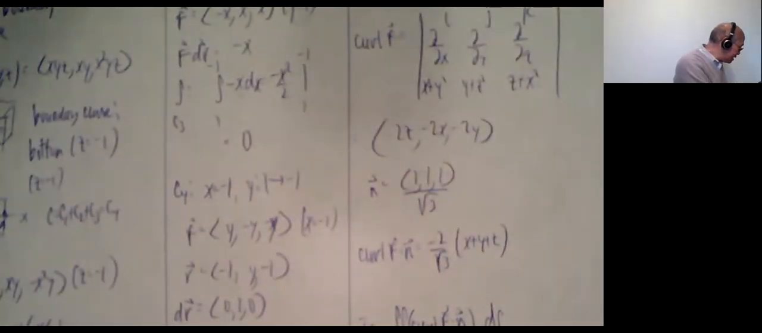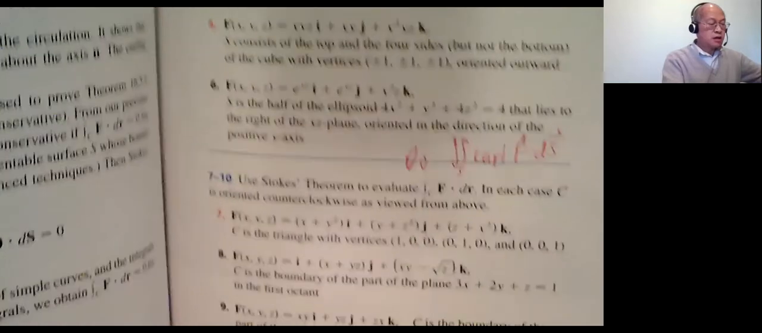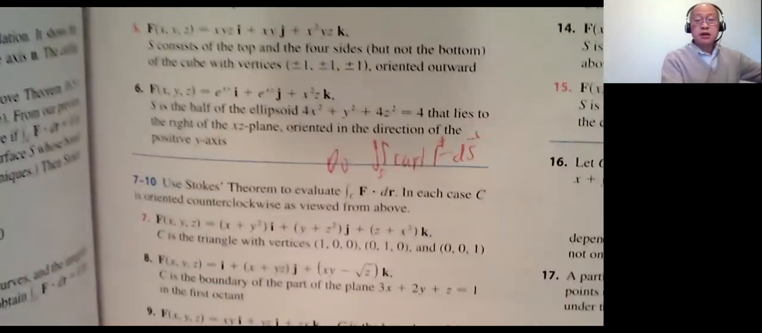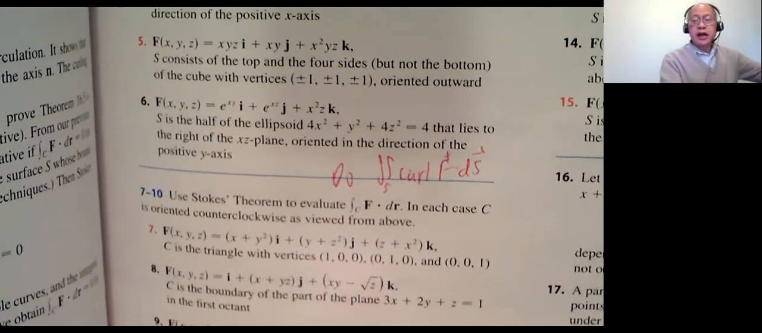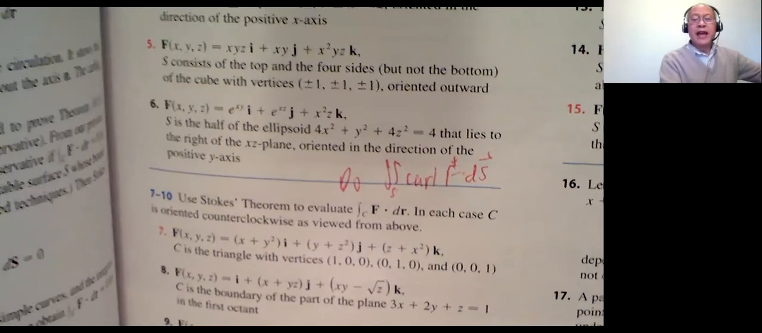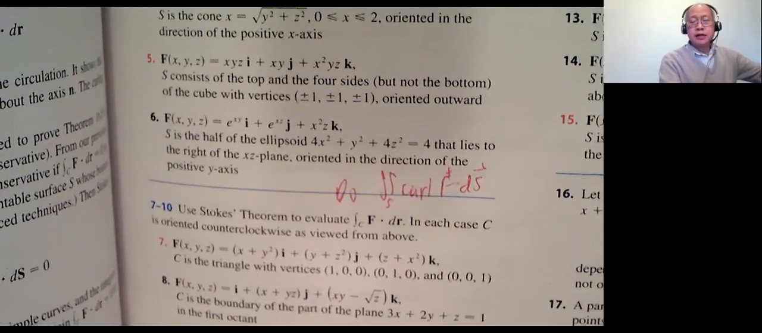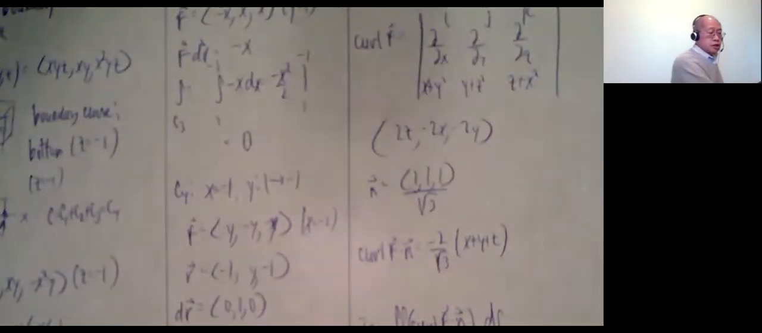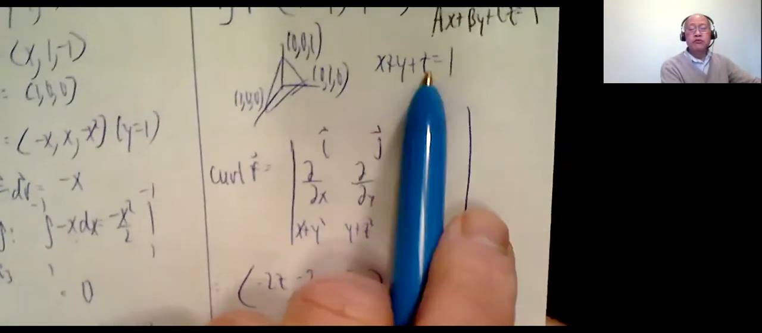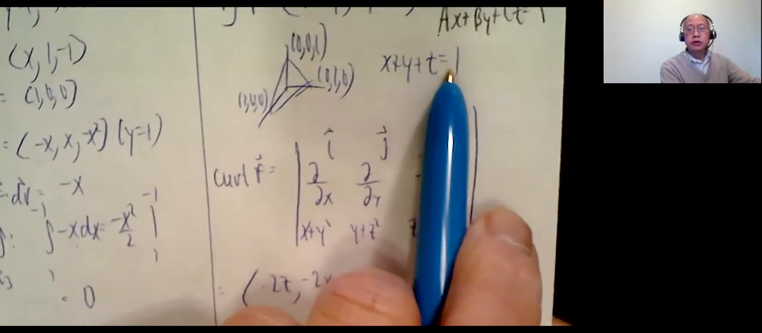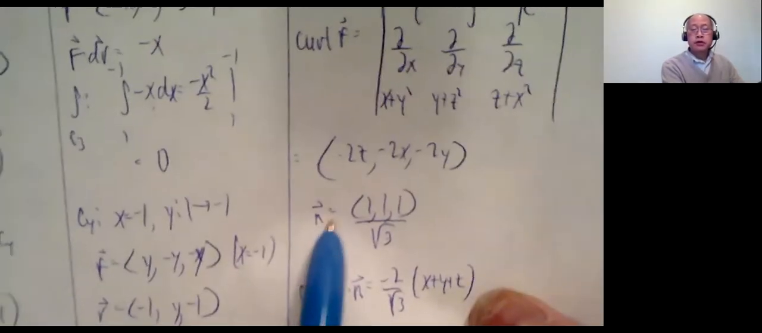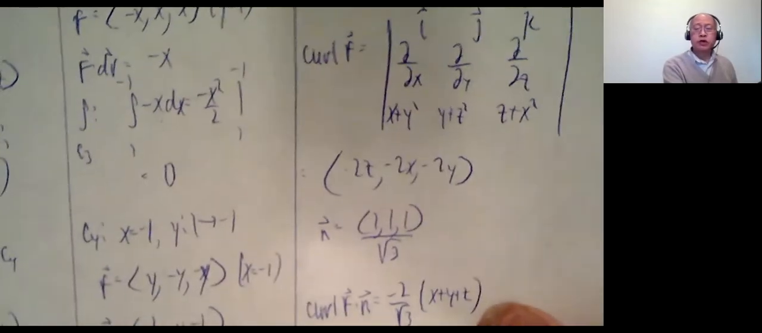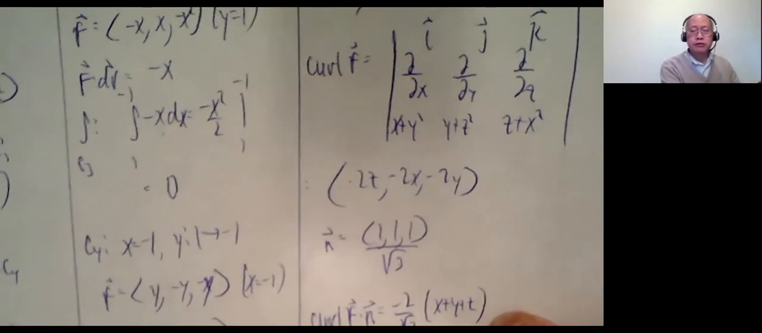You might recall, to find dS, curl F dot dS, I can take the dot product of curl F dot n dS, non-vector S, non-bold S. So I need the normal vector. Well, the normal vector is (1, 1, 1), but it needs to be a unit normal. So the unit normal is (1, 1, 1) divided by the square root of 1 squared plus 1 squared plus 1 squared, radical 3.